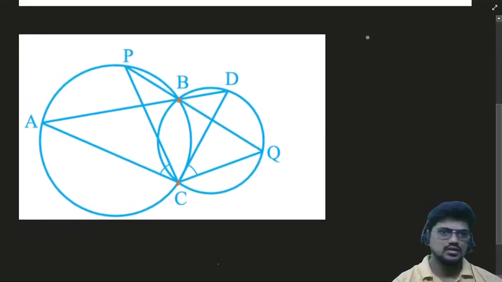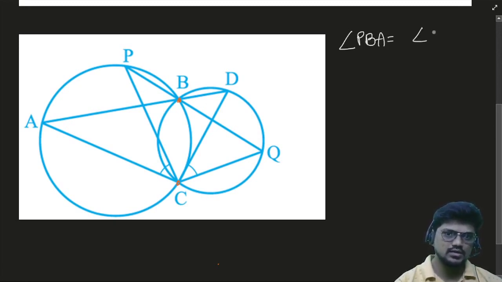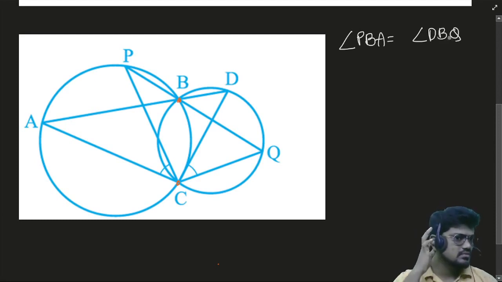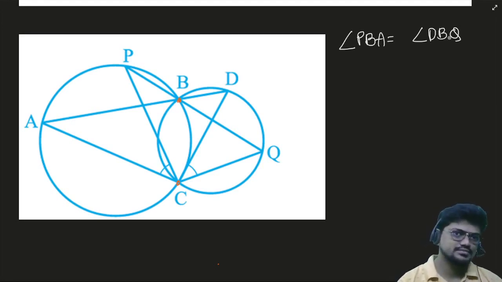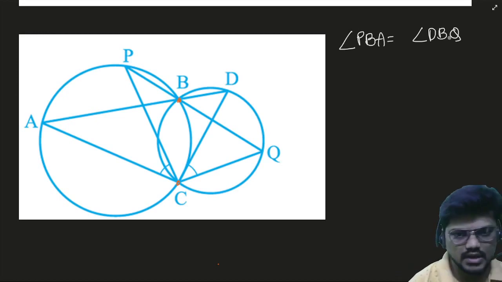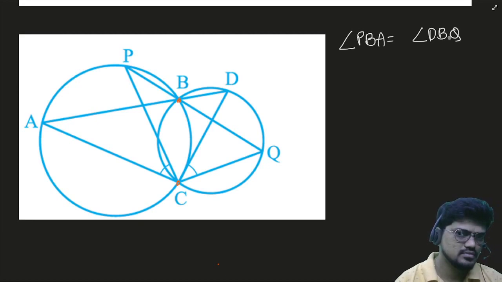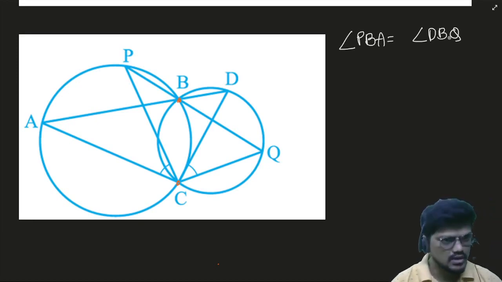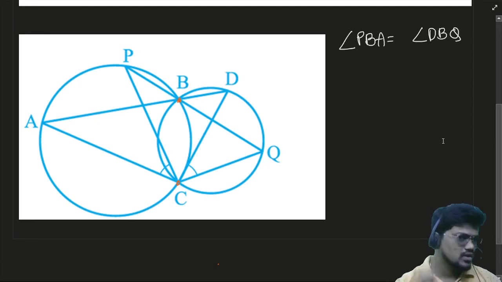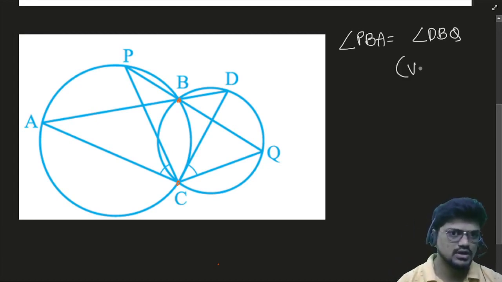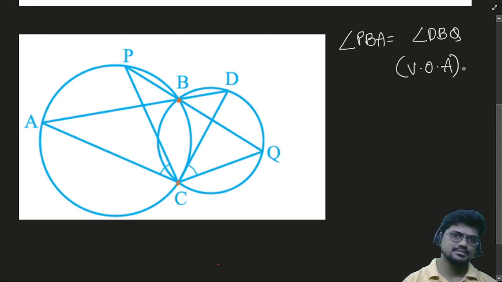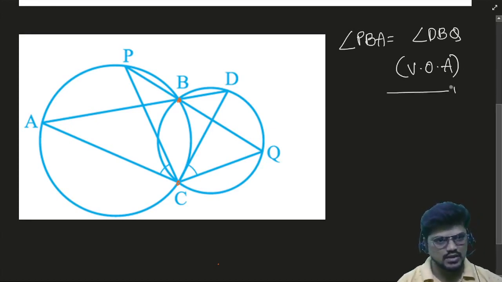Can I say angle PBA is equal to angle DBQ? Can I say this? What would be the reason? Dhruv, you will not say. If PBA is equal to DBQ, what is the reason they both are equal? Vertically opposite angles. Yeah, perfect. They are vertically opposite angles. Let's write this as 1.